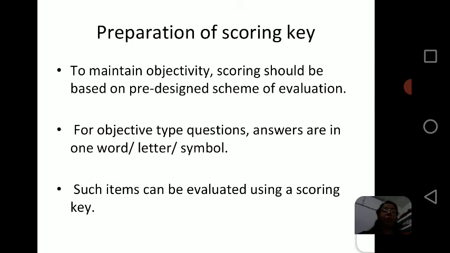The next step is preparation of the scoring key. A scoring key is for evaluating the answer scripts. To maintain objectivity, scoring should be based on a pre-designed scheme of evaluation. For objective type questions, answers are in one word, letter or symbol. Such items can be evaluated using a scoring key. You may be familiar with the term scoring key.